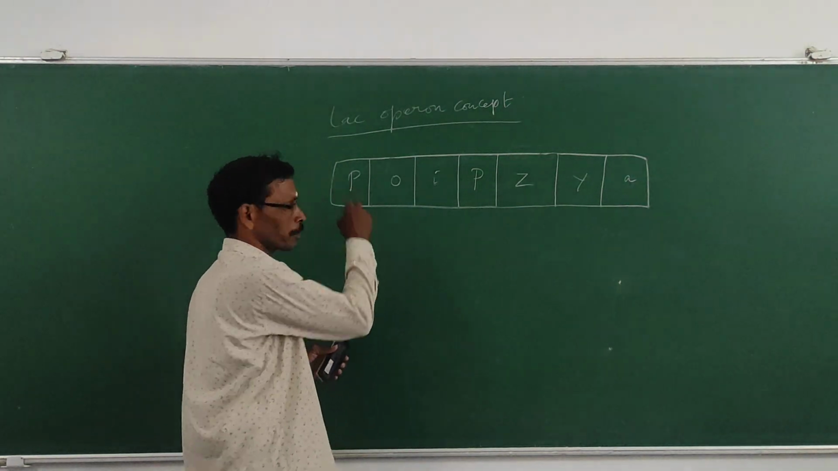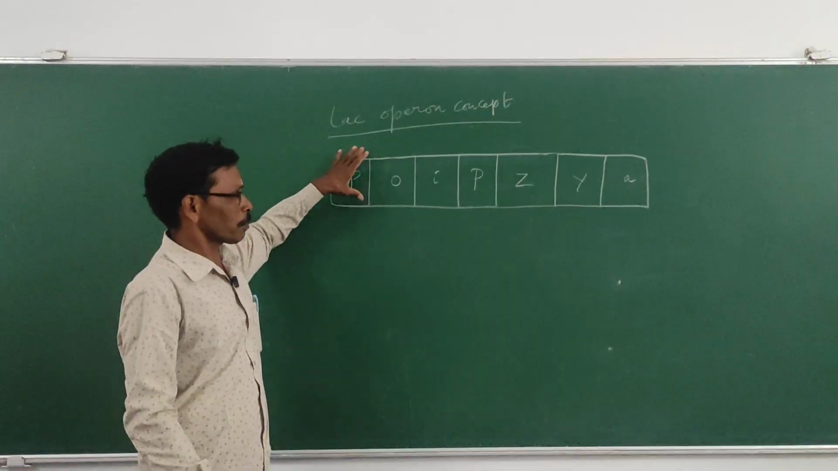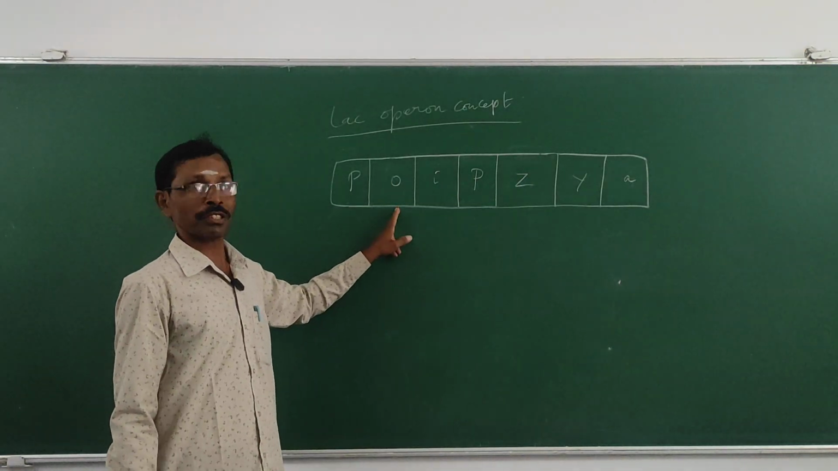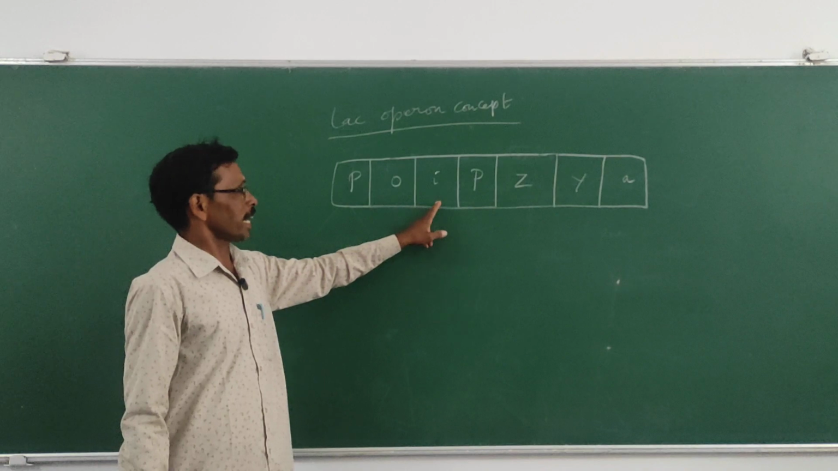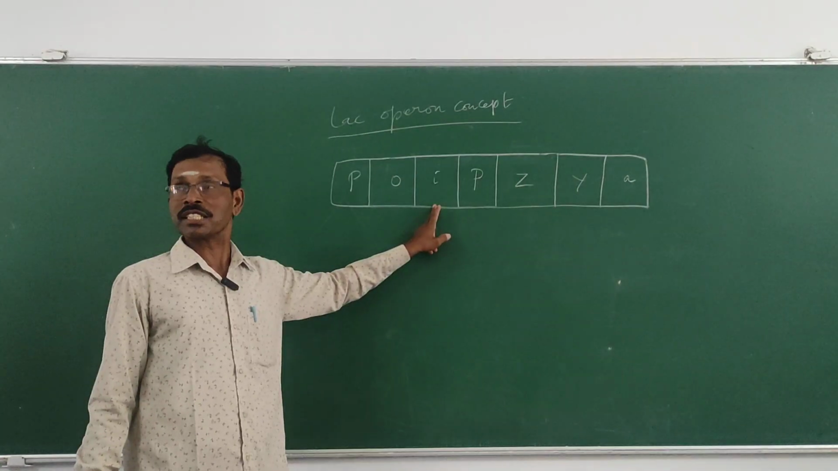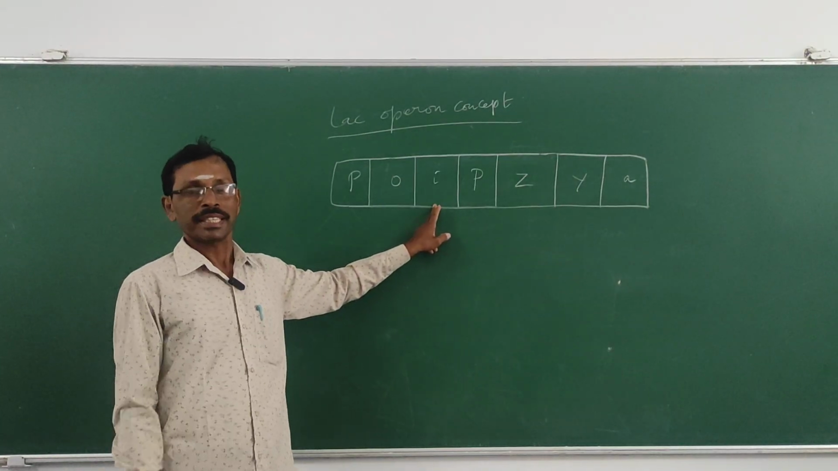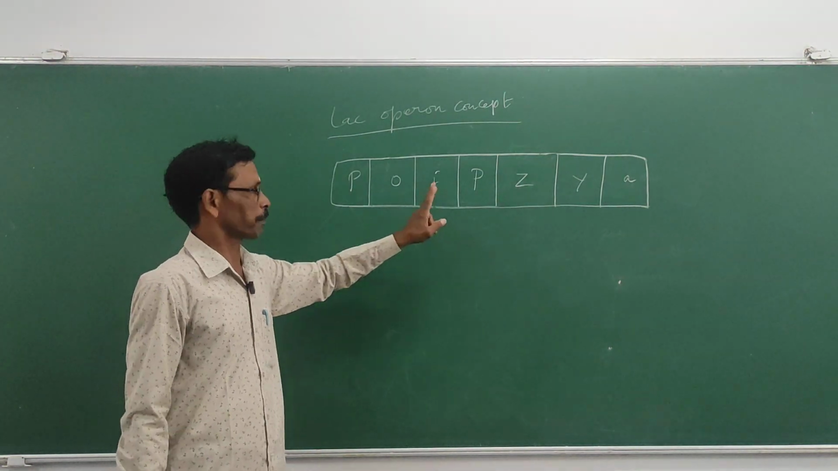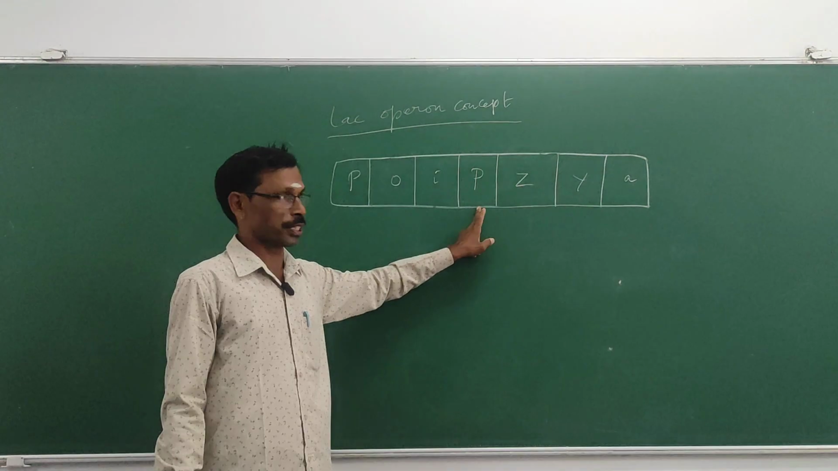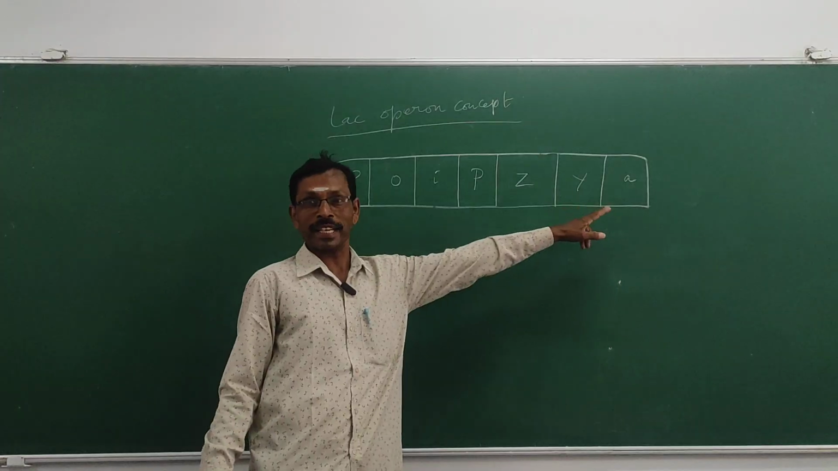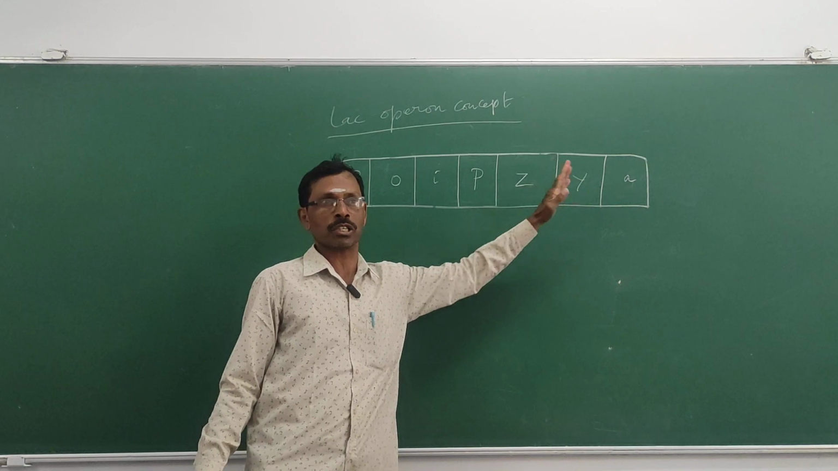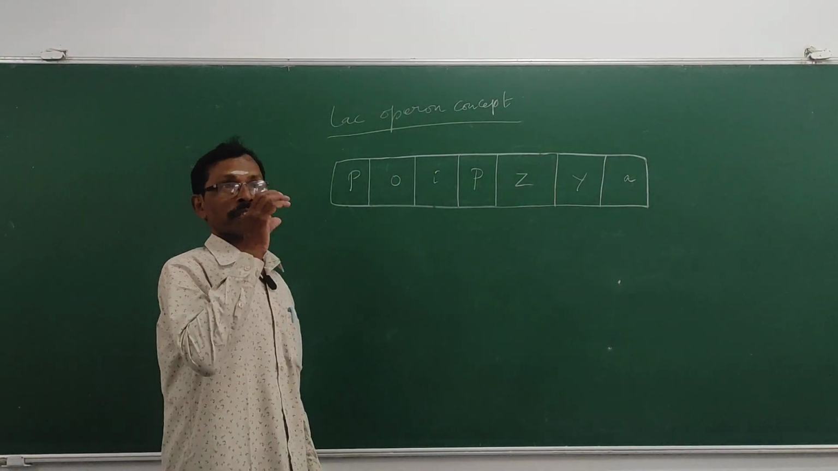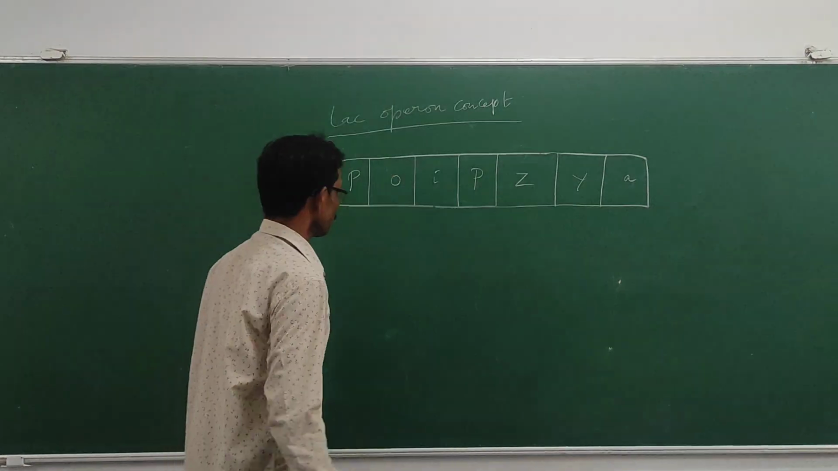Here, in this polycistronic structural gene, P stands for promoter, O stands for operator, and I is the regulatory gene. That is not called an inducer, it is an inhibitor. I stands for inhibitor gene. Then P again stands for promoter gene. Then Z, Y and A, these three genes are called structural genes. Now let's explain the expression of the gene regulation.